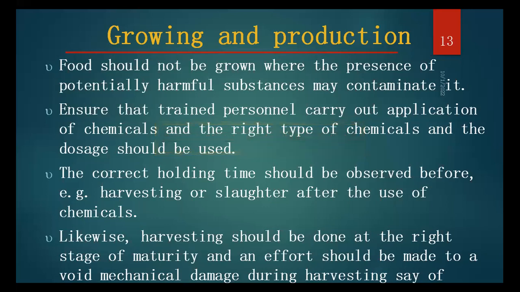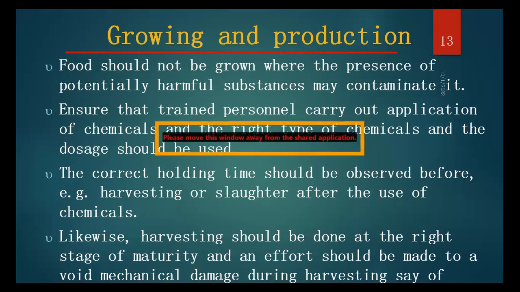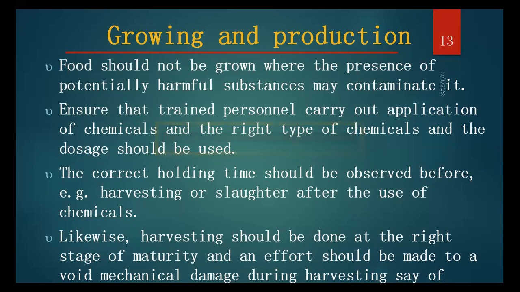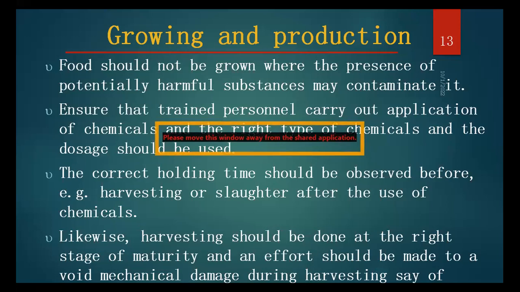In food production, growing and production potentially have to exist. So one must ensure that at that stage there is no introduction of such harmful substances. This is ensured by training personnel that carry out the application of chemicals, use of right chemicals, and holding time should be observed.